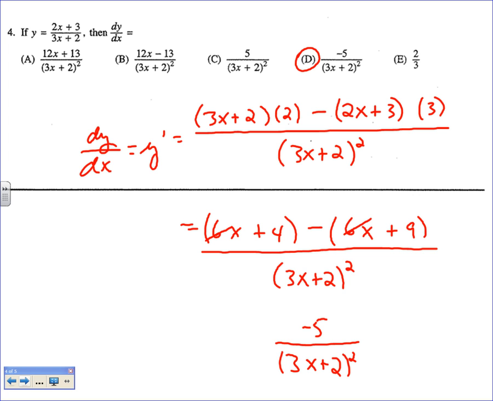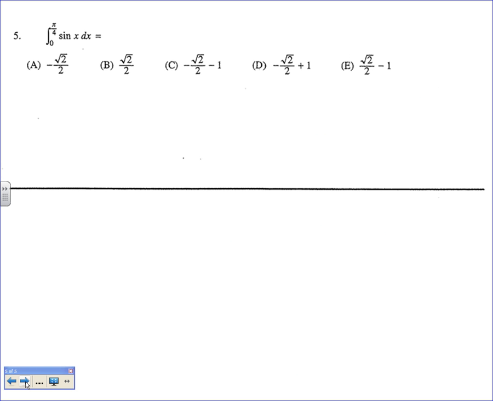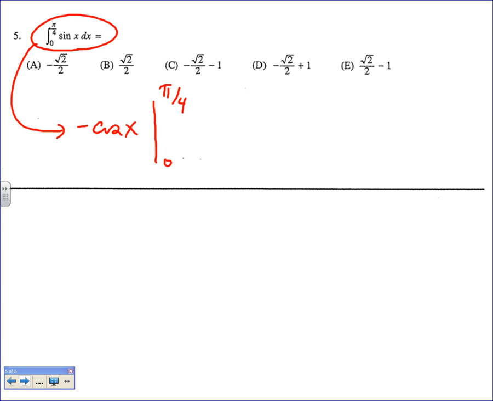And the fifth problem, the fifth installment here, is taking the integral of sine, and the integral of sine is negative cosine. So this is equal to negative cosine. That's the integral of sine, right? And our limits are pi over 4 and 0.